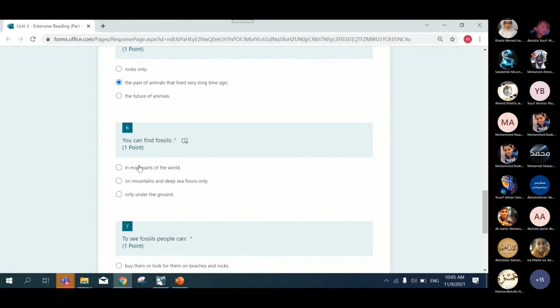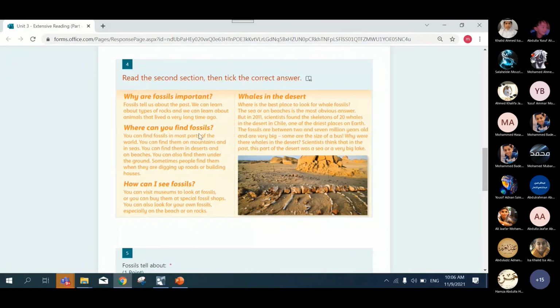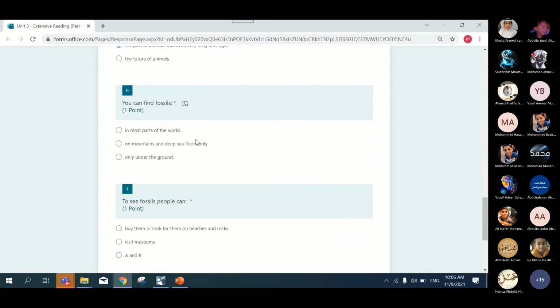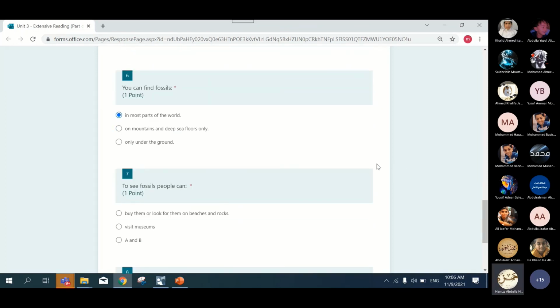You can find fossils in most parts of the world, on mountains and deep sea floors only, or only under the ground. Let's go back to the reading. Where can you find fossils? You can find fossils in most parts of the world. What is the correct answer in your opinion, Ahmed? Most part of the world. Okay, I don't know actually, but let's check at the end. My students, Ahmed says we can find fossils in most parts of the world. Is it correct? Yes. Okay, let's check at the end.